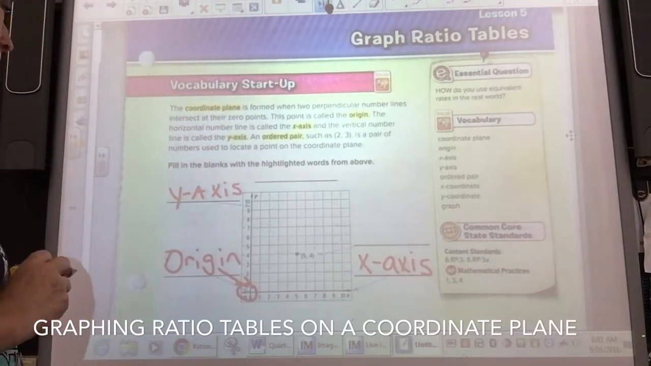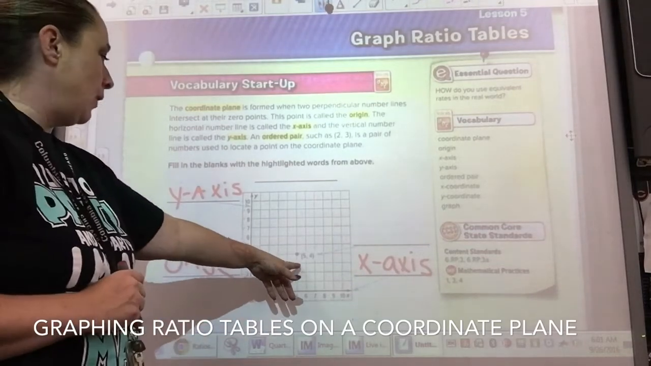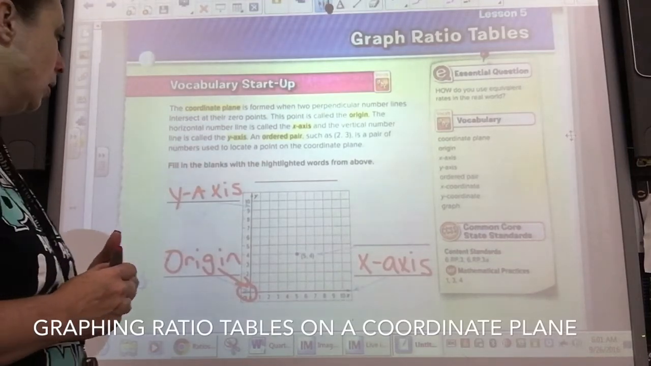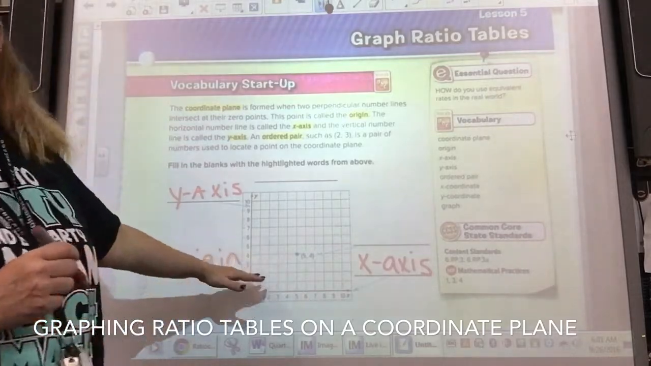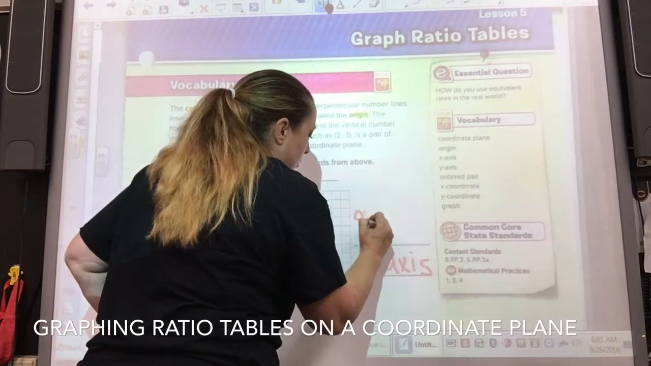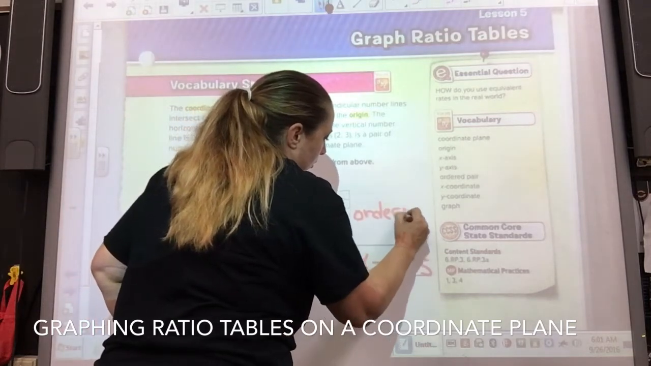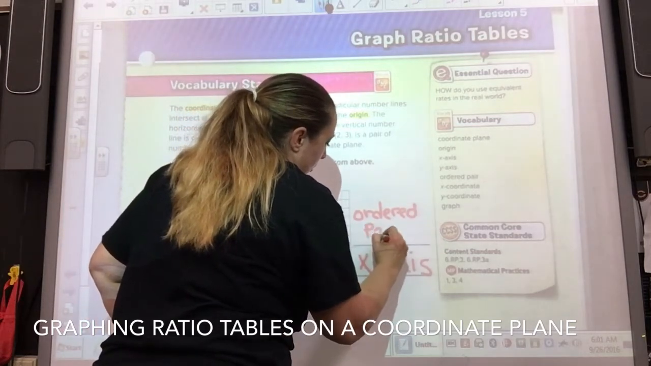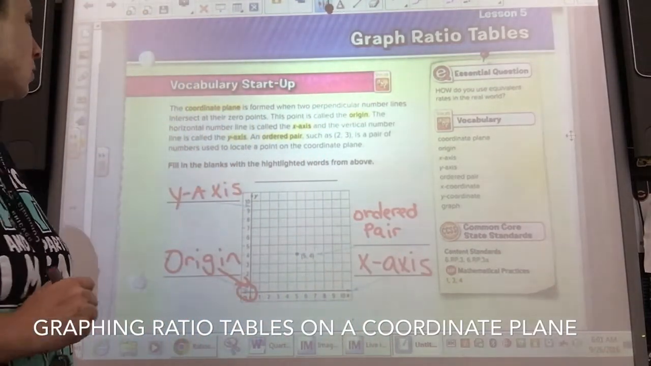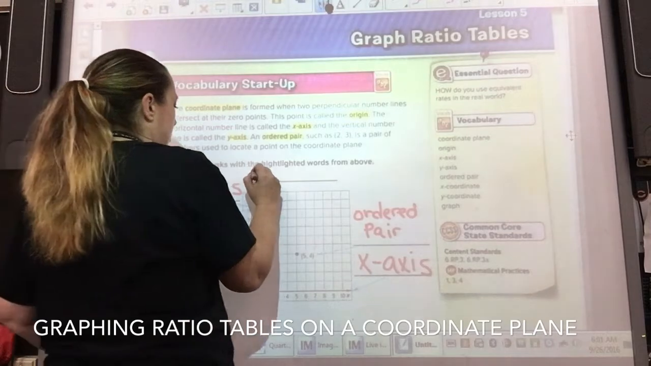So we've got an x-axis, a y-axis, and then we have an ordered pair, such as 5 and 4 here. They gave us an example of 2 and 3. It's numbers to locate a point on that coordinate plane. So right here is our ordered pair. And this wonderful whole thing is called your coordinate plane. That's going to be our title up here.